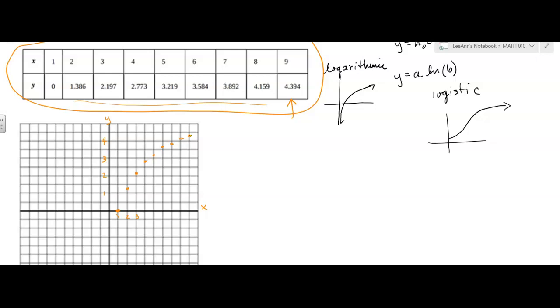It is not a straight line. So there goes the linear idea. It's not linear. It looks like it's going like this. Okay. So it kind of looks like a logarithmic curve. So we're going to go with a logarithmic. It's a logarithmic model.